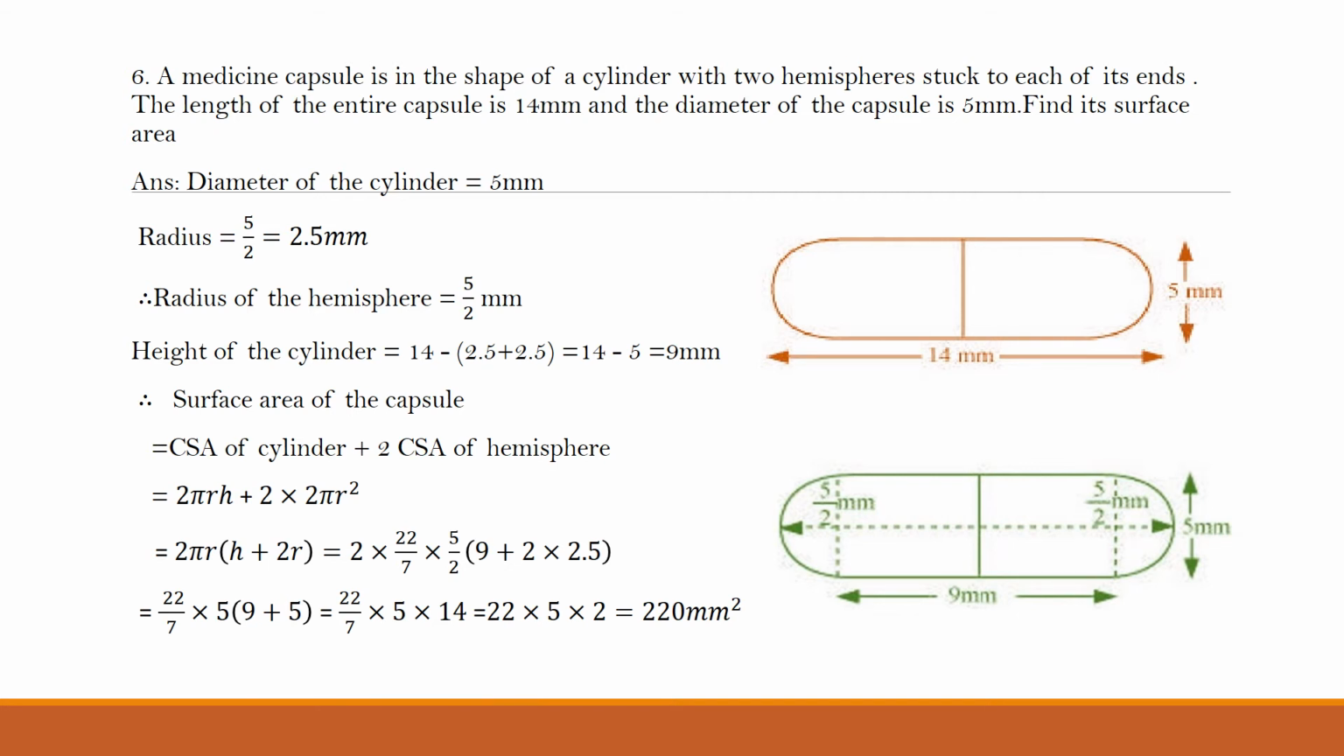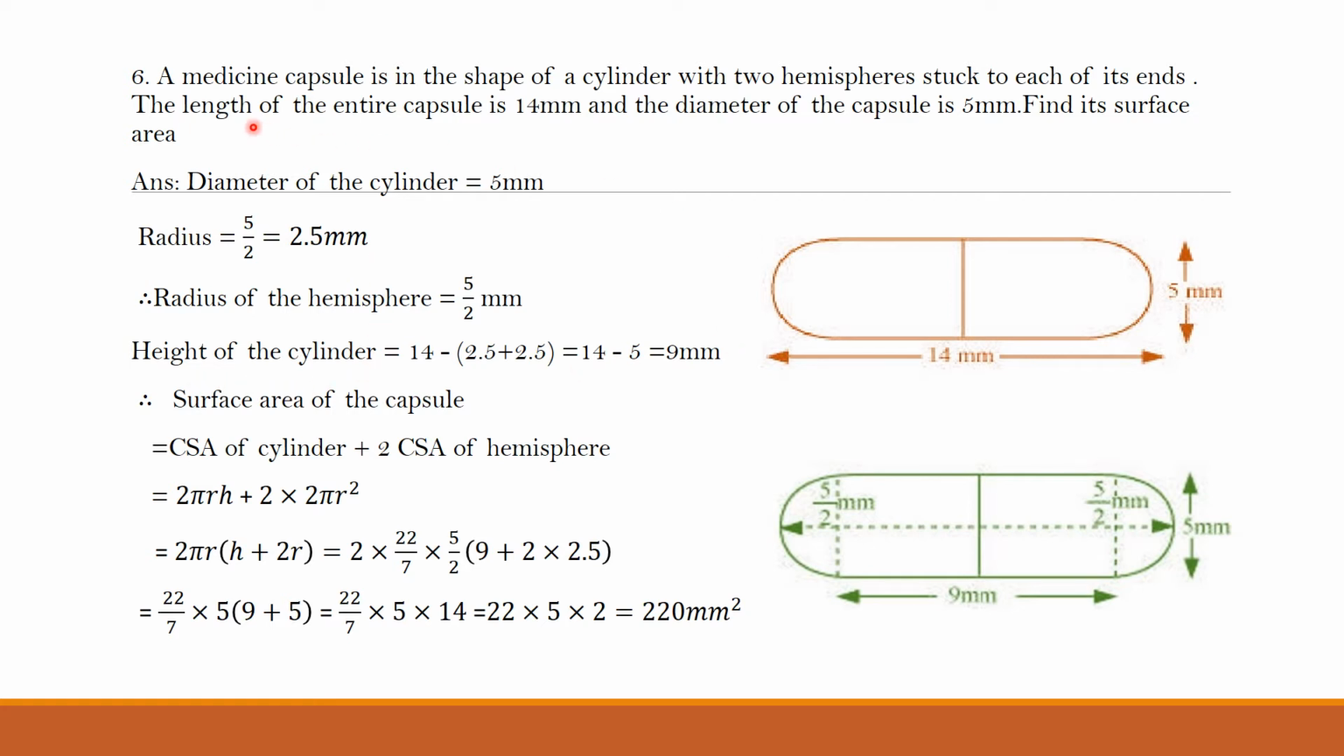Question number 6. A medicine capsule is in the shape of a cylinder with two hemispheres stuck to each of its ends. The length of the entire capsule is 14 mm and the diameter of the capsule is 5 mm. Find its surface area. We are given the capsule is in the shape of a cylinder and two hemispheres stuck onto both ends. And it is given diameter of the capsule is 5 mm. So we can say diameter of the hemisphere as well as diameter of the cylinder will be 5 mm. So radius will be 5 by 2 equal to 2.5 mm.